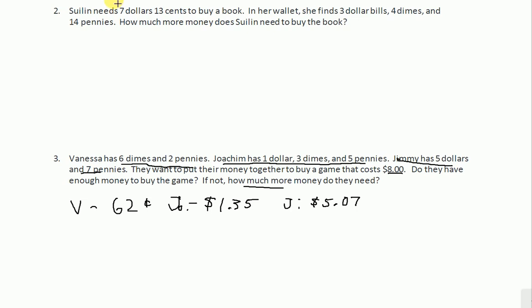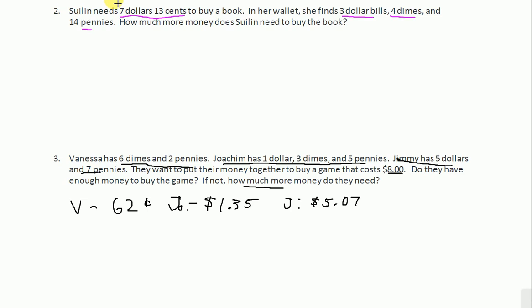All right, I kind of messed up, but that's okay. I'll leave what I did so far with 3. So when we're done with 2, anyway, just give it. Sualine has $7.13 to buy a book. She finds $3 bills, 4 dimes, and 14 pennies. How much more money does she need to buy the book?